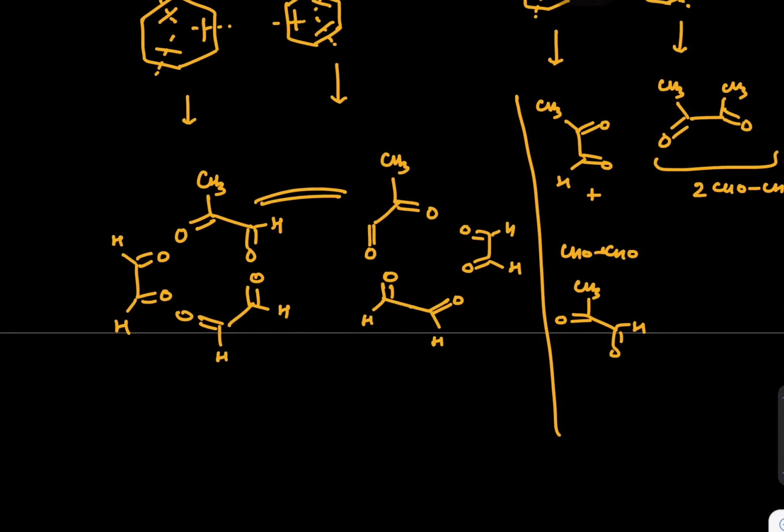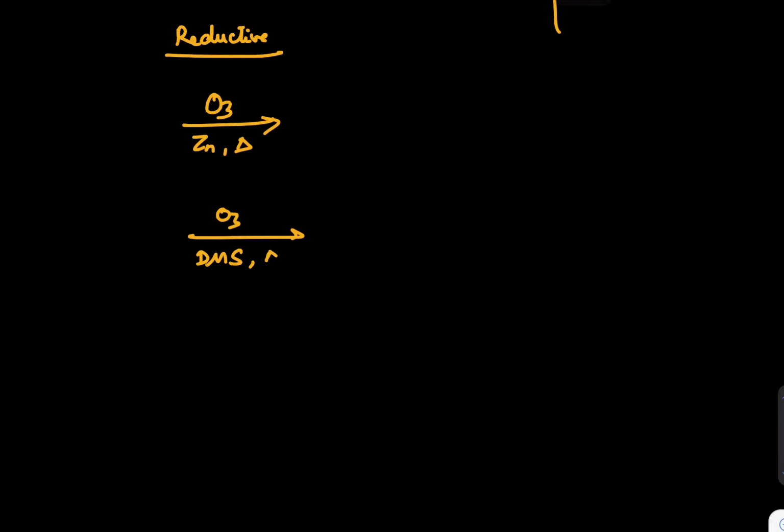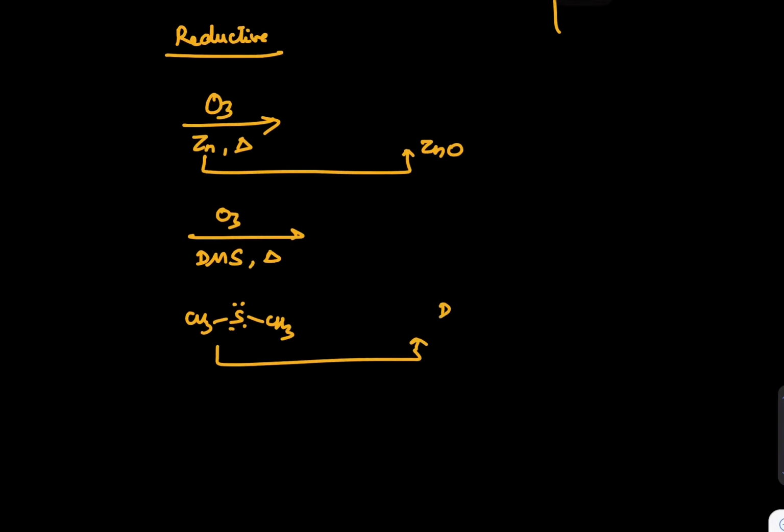Remember, when it is reductive ozonolysis, it will be done in the presence of reagents like zinc with heating, or they can give you something like DMS, dimethyl sulfide, with heating. What is dimethyl sulfide? It is this kind of group. So what will happen? The zinc will get oxidized to zinc oxide, and the DMS will get oxidized to DMSO. In the process, the oxidation of the existing part will not happen.